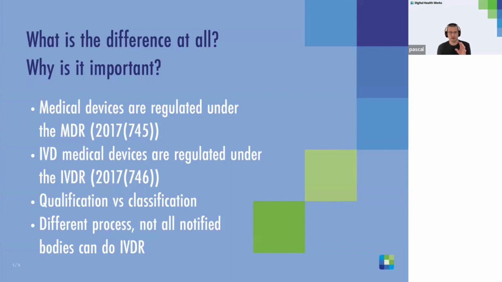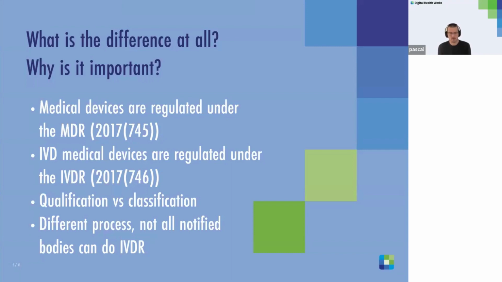At this stage in a medical device project, two words that you come across often are qualification and classification. Qualification is about the question: is it a medical device? And if so, what kind, an IVD or not? Classification is about the risk class, but that comes after qualification. Today is only about qualification: is it a medical device? And if so, is it MDR or IVDR?